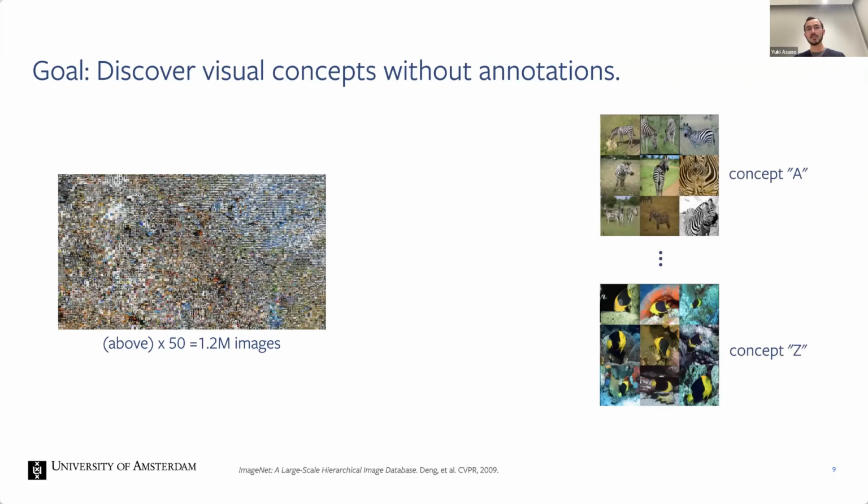And now what we want to achieve is we want to group these images by concepts. So we call them concepts, you can call them clusters, we call them also self-labels. And the question is how to get from here to there.